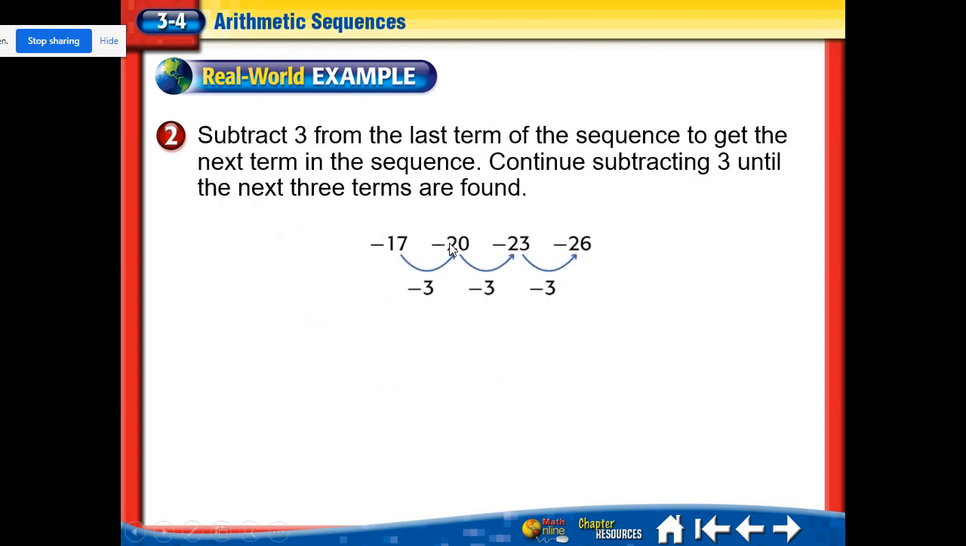And so the next one is negative 20, and the next one is negative 23, and then negative 26. This is called a recursive formula because we go ahead and it just keeps recurring over and over again. We just keep doing the same thing, boom, boom, boom. So the next terms are there.